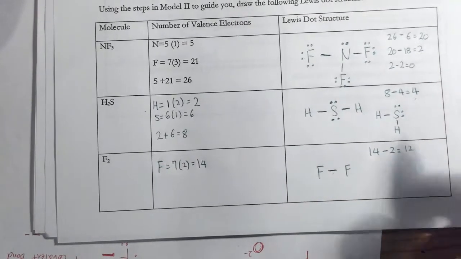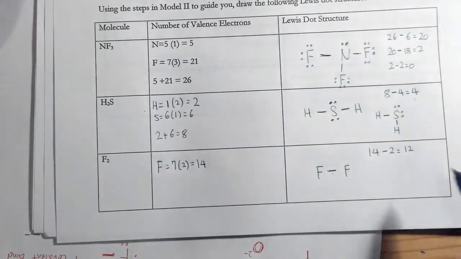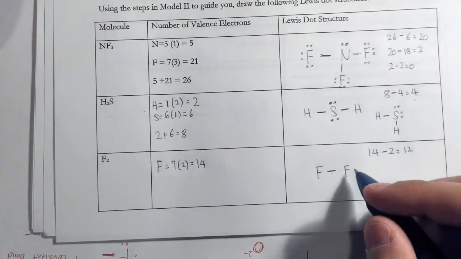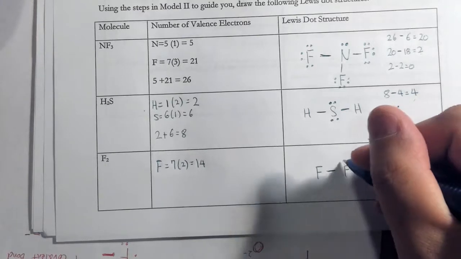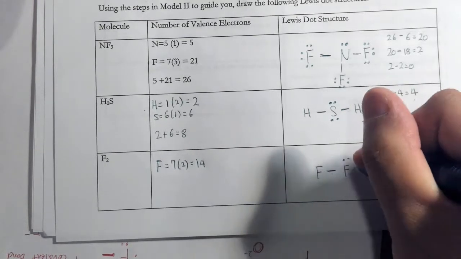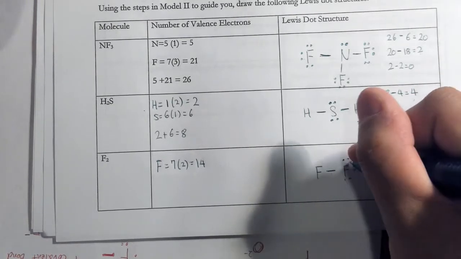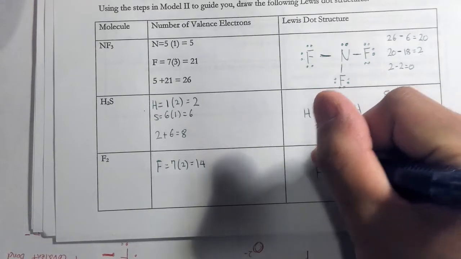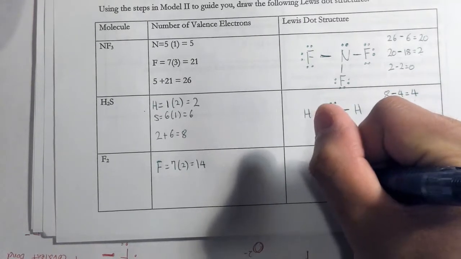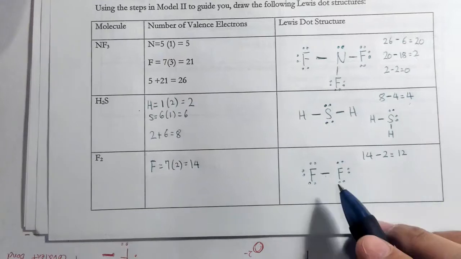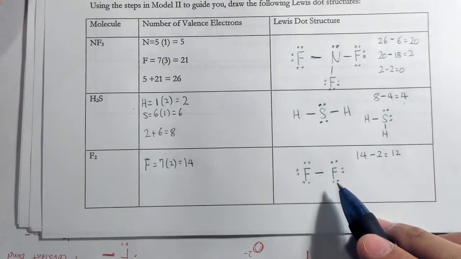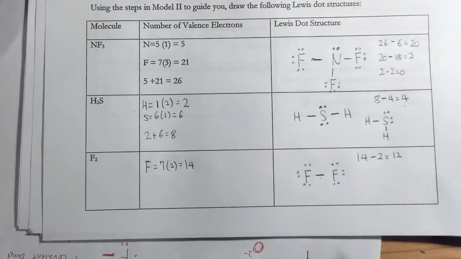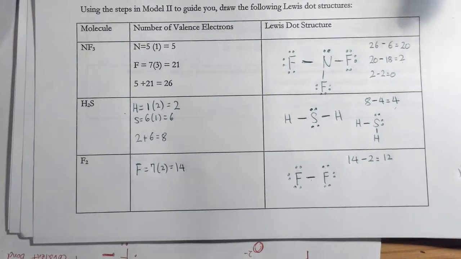So what do we do with this 12? Well, what we do is we put these 12 valence electrons on the fluorines. So there's 1, 2, 3, 4, 5, 6, 7, 8, 9, 10, 11, 12. Alright, so there is your final structure for difluorine, or F2. Alright, now we're going to move on to the next problems.